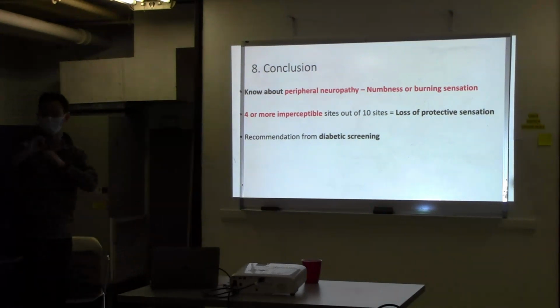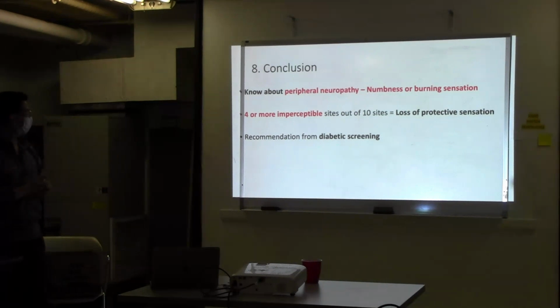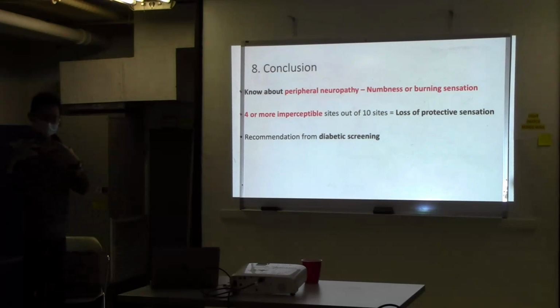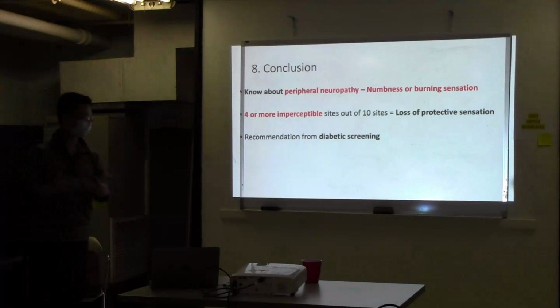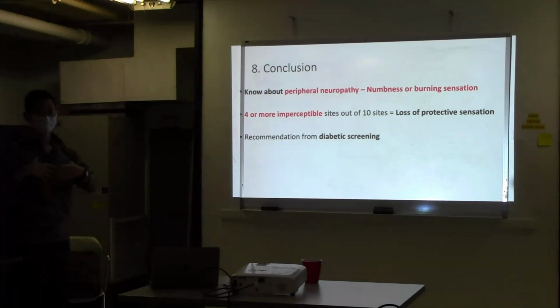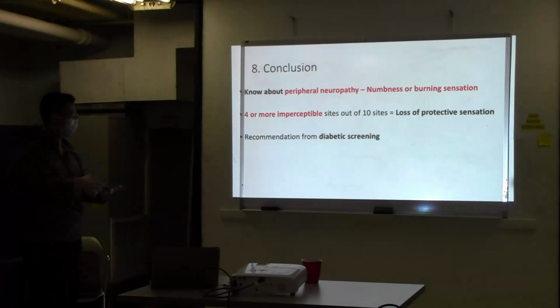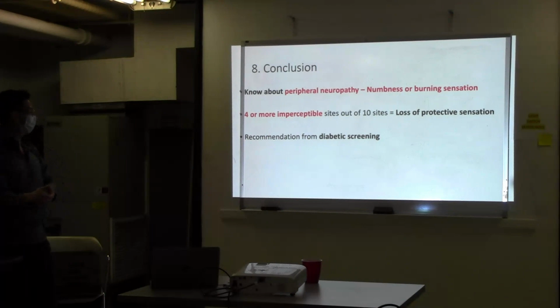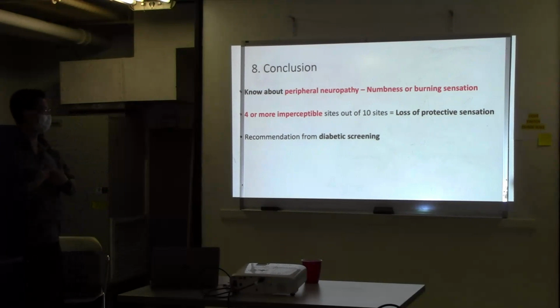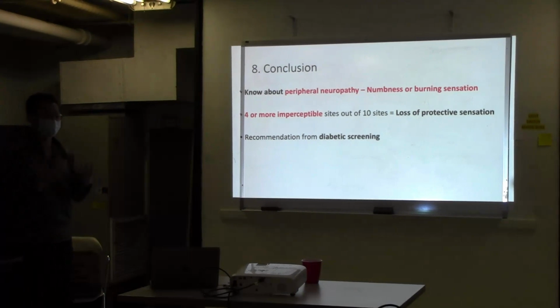So I just want to give you 3 points. Peripheral neuropathy, as I was telling you, they will tend to show numbness, tingling, which is large fiber neuropathy, and then burning sensations. And for the 10-point test, normal is 7 out of 10. If you see less than 7 out of 10, that's abnormal. And also make sure that you understand the recommendations from the diabetic screening that I showed two slides before. Do you guys have any questions for me?